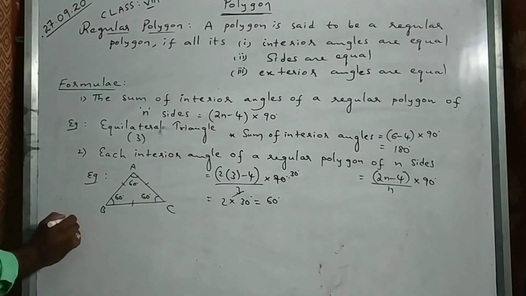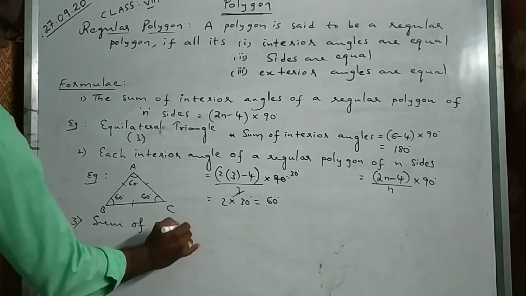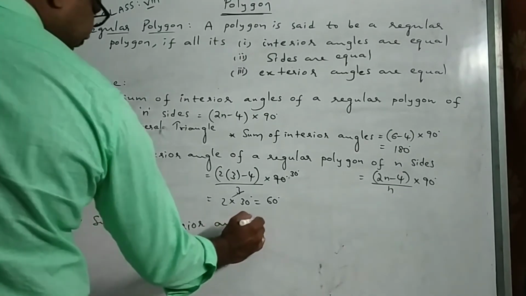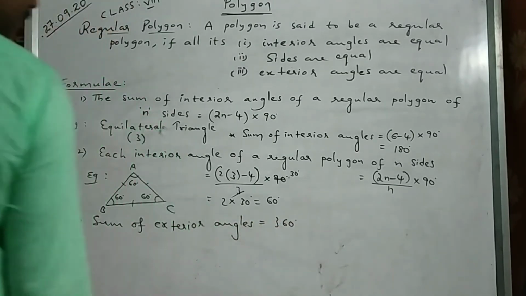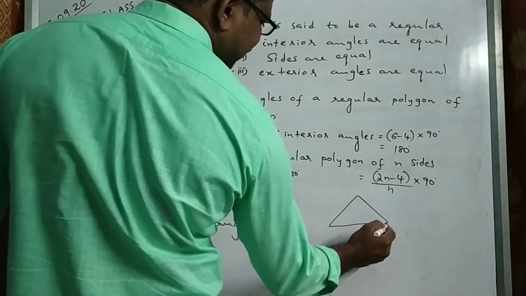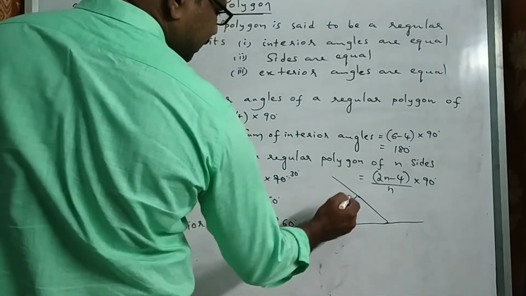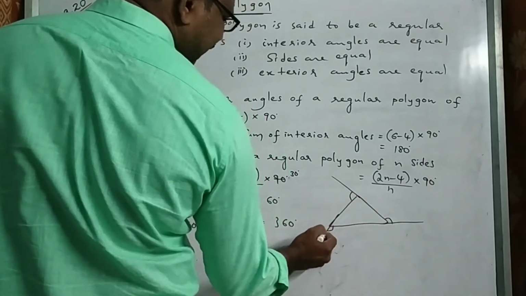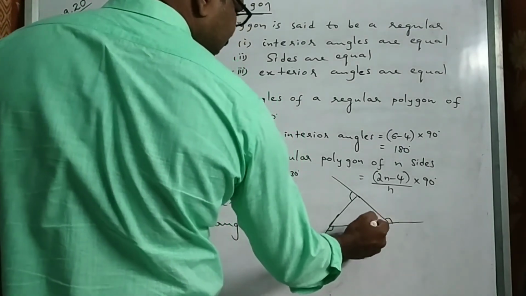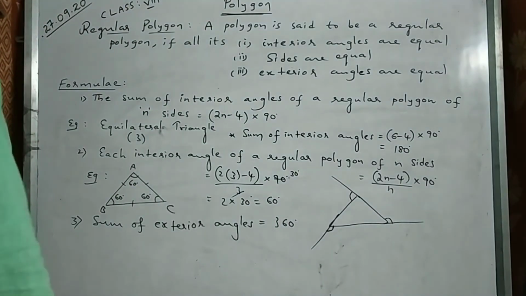Third one. Sum of exterior angles. The sum of exterior angles is always 360 degrees. How do you find exterior angles? Suppose you take this equilateral triangle. I am extending the sides like this. Then you will have some angles here, called exterior angles. The sum of exterior angles also we will get as 360 degrees.